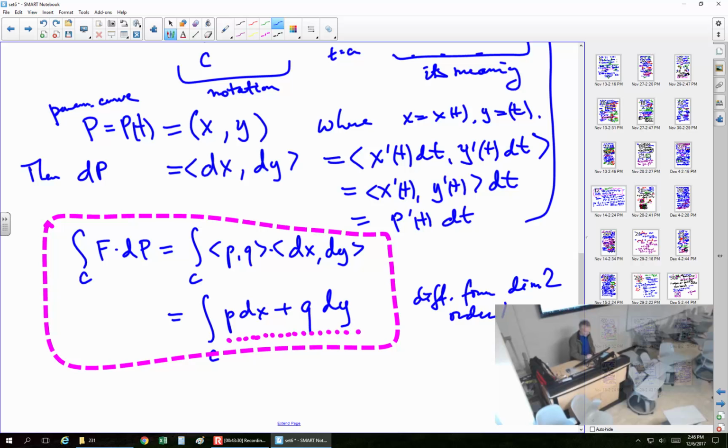Whenever you have something like r dx dy, what am I talking about? I'm talking about double integrals, right? So then these will be differential forms of dimension 2, order 2. And you can have as many variables as you like, and that will only change the order. So if you have dx, dy, dz, where you have a triple integral, we have order 3 differential forms. So we don't worry about that.